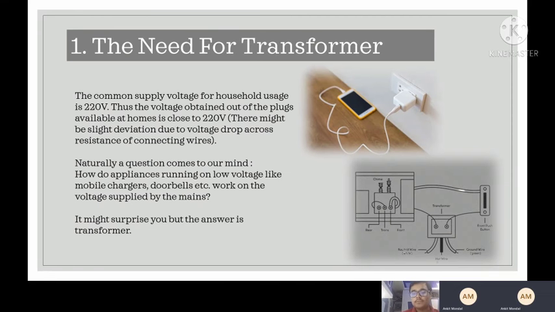Now, why do we need transformers? Well, we see transformers are used in supply lines to step down voltages, and they are big transformers. But you'll be surprised to know that transformers are also being used in our own homes.